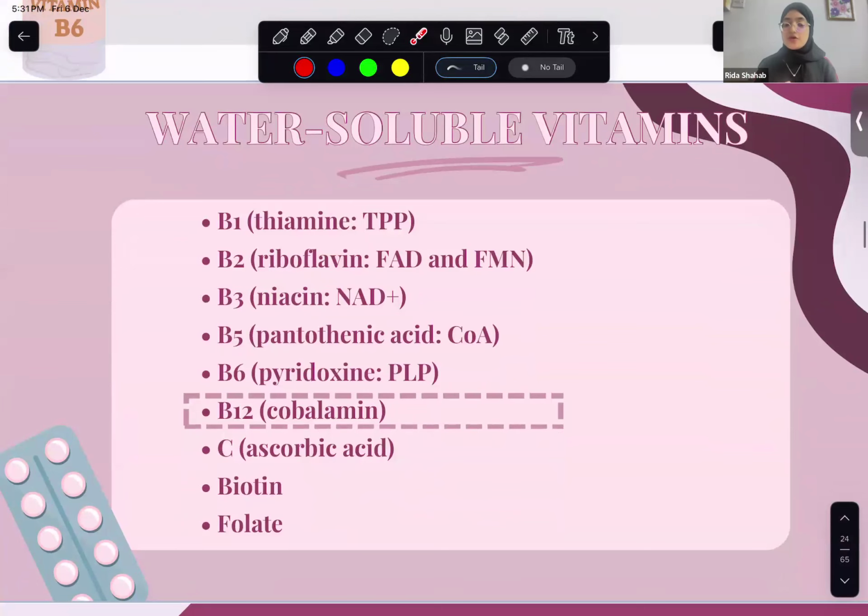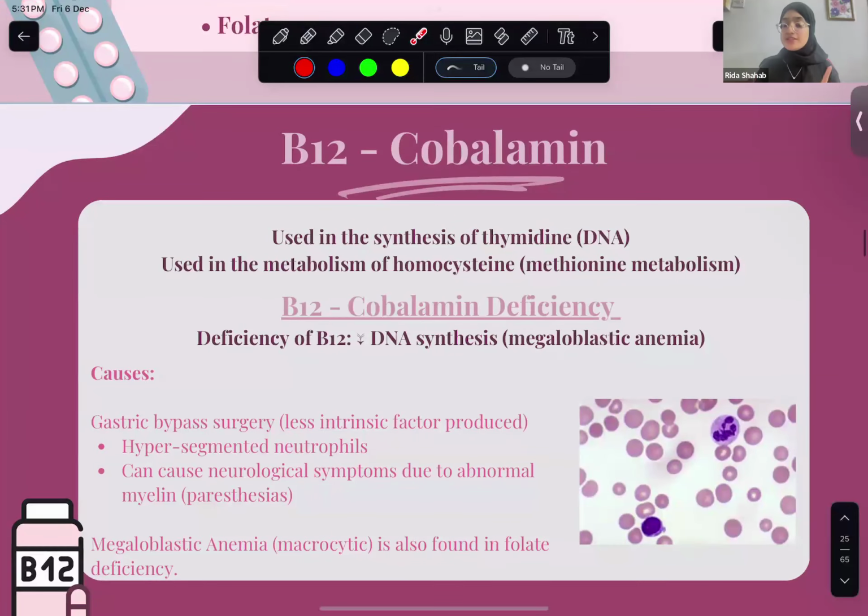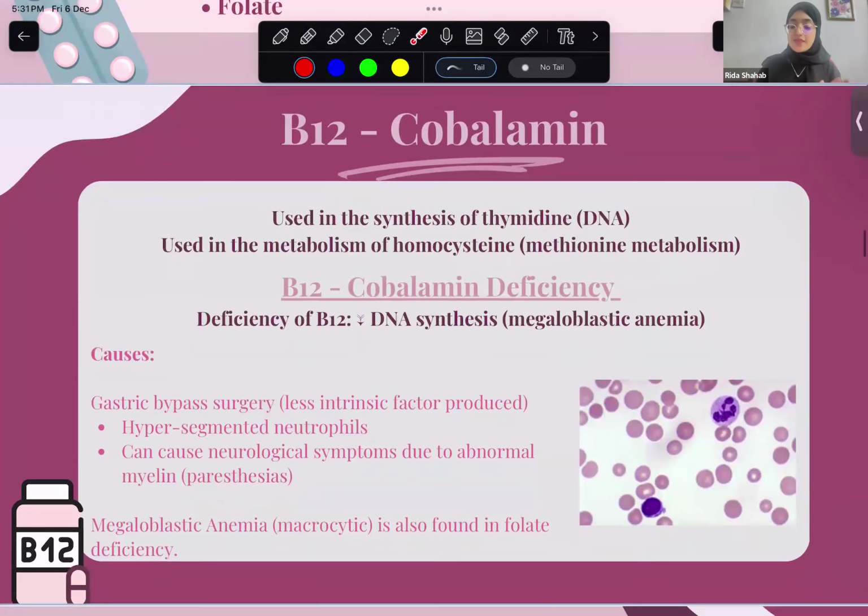Now we're going to be talking about B12, which is cobalamin, one of our very important vitamins. Doctors love this one. Cobalamin is used in the synthesis of thymidine, and thymidine is one of the bases in DNA, so you already know that it's important. It's also used in the metabolism of homocysteine, which is methionine metabolism. Cobalamin deficiency is going to cause a decrease in DNA synthesis, which is going to cause megaloblastic anemia.